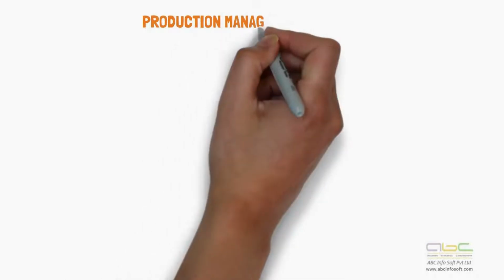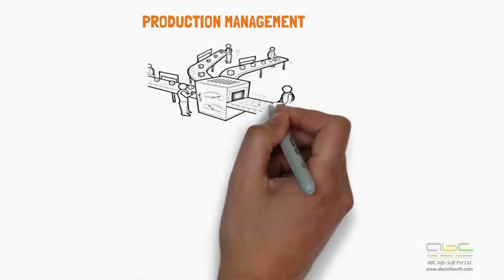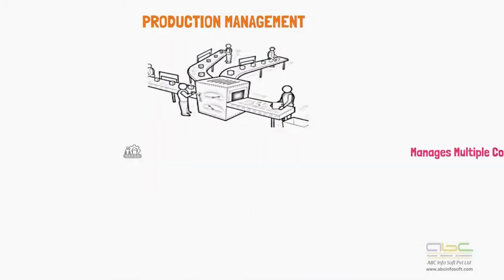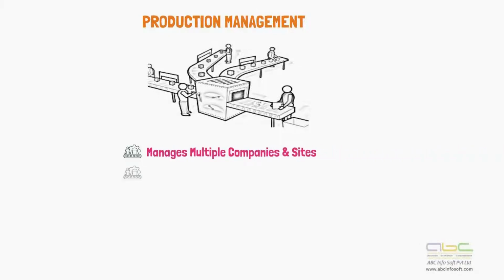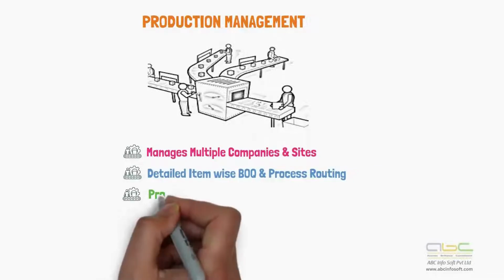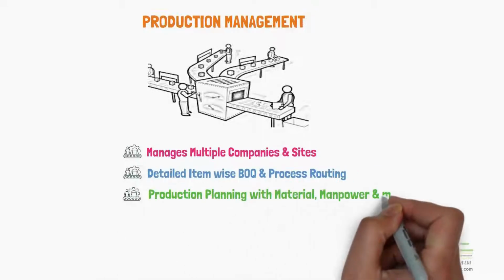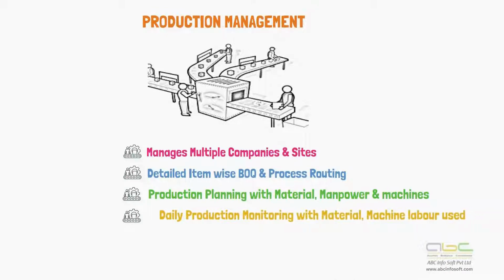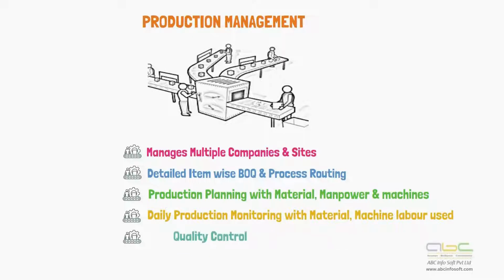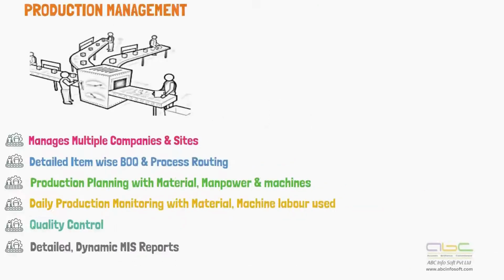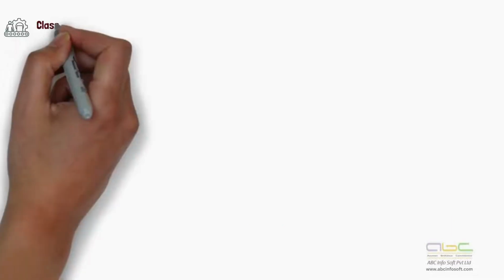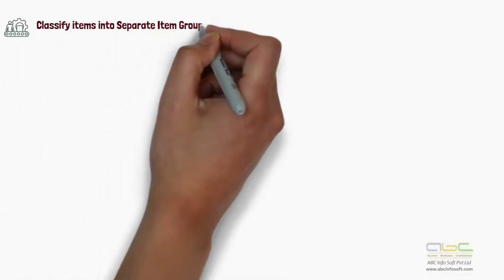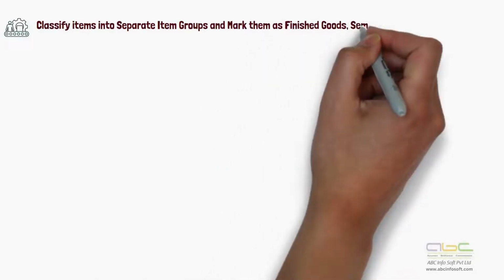Production Management. Highlights: manages multiple companies and sites. Detailed item-wise BOQ and process routing. Production planning with material, manpower and machines. Daily production monitoring with material, machine, labor used. Quality control. Detailed, dynamic MIS reports.